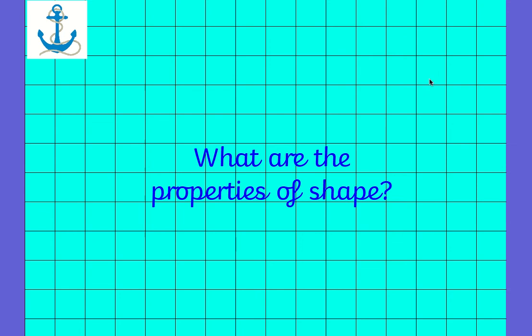Well, we've talked about obviously things like the faces, the vertices, the edges. We've talked about what 2D shapes can be seen on 3D shapes. We've talked about right angles. We've talked about angles being bigger or smaller than a right angle. We've also talked about things like symmetry and parallel and perpendicular lines. So there's lots of different features of shape we have talked about this week.